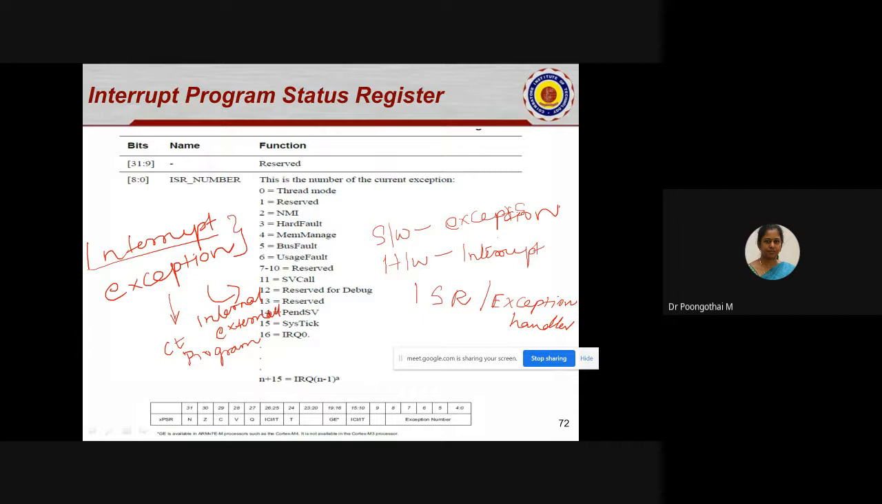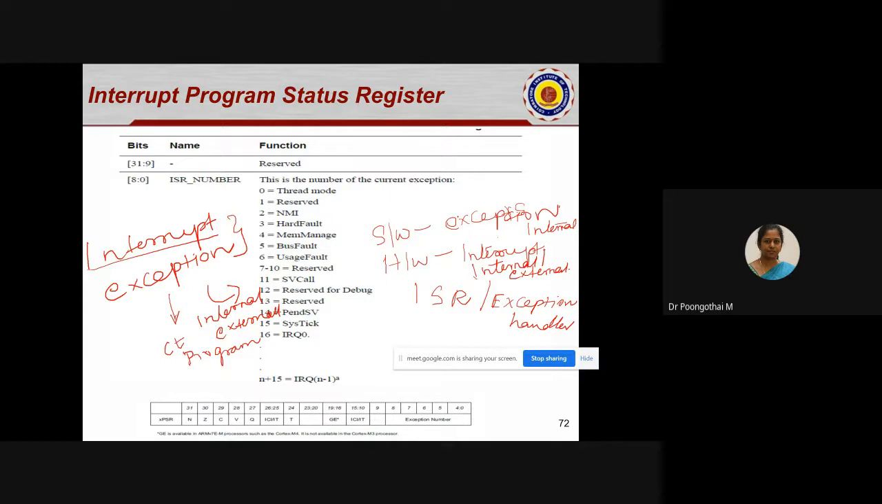Please note it down. So we have our two classifications: software related interrupt and hardware related interrupt. Hardware related interrupt can be triggered internally or externally. External interrupt requests are generated mostly by your peripheral devices or communication interfaces, and exceptions can be triggered internally, that is within the processor.